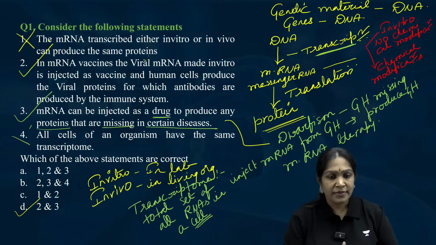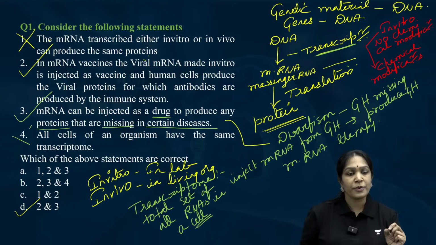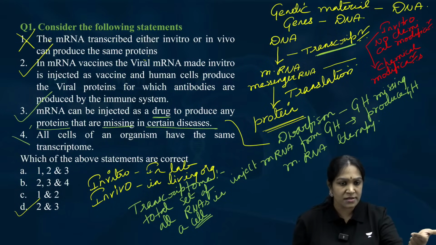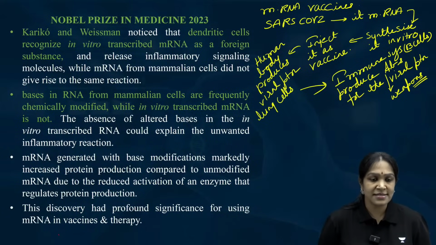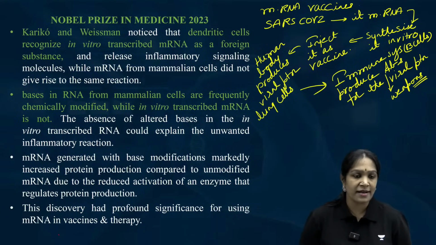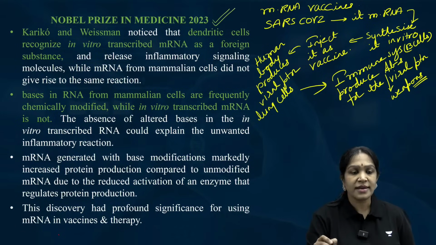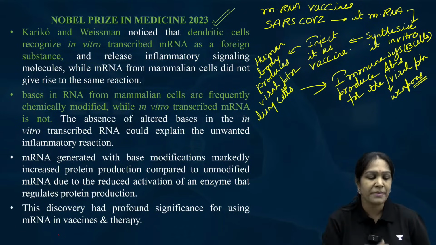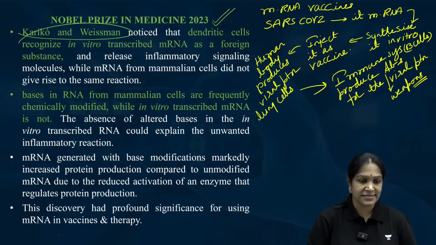Can we move on? All cells produce different mRNAs and different proteins from that. Then why are we discussing this topic? Why is this in the news? This is about the 2023 Nobel Prize in Medicine. These people got the Nobel Prize.